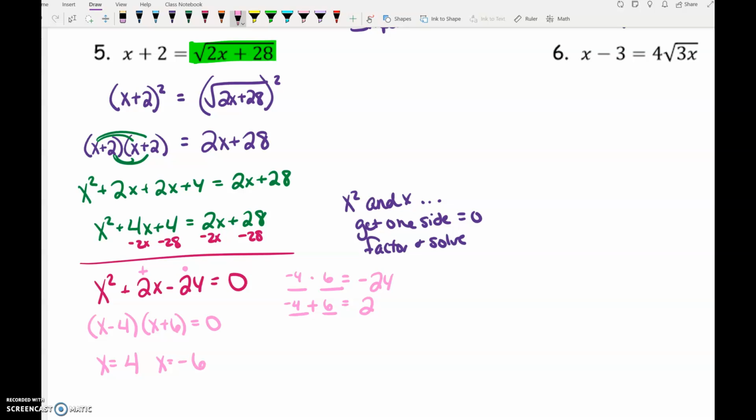One of the things we talked about at the very beginning, if we end up with two solutions, the chances that at least one of those solutions being extraneous is high. So we need to check both solutions. And we are going to check both solutions in our original problem, x plus 2 equals the square root of 2x plus 28.